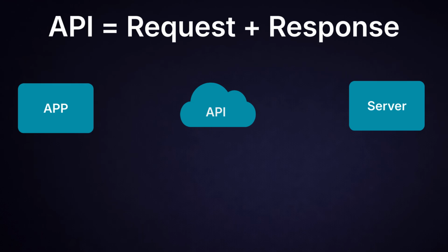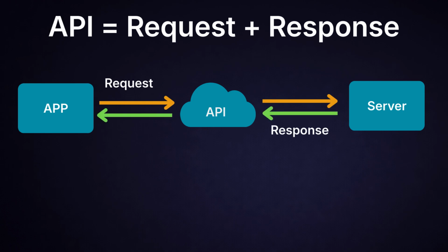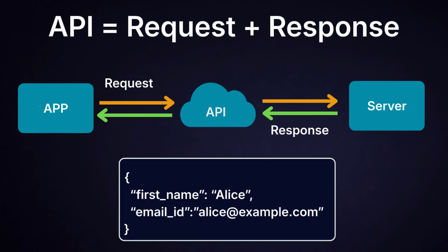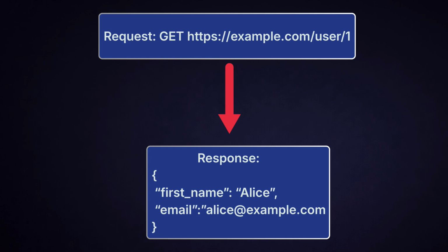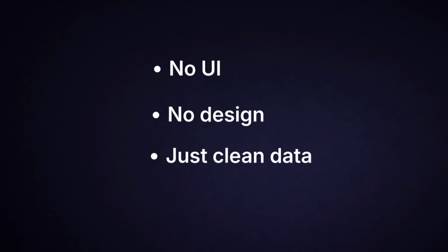At its core, an API does just one thing. It receives a request and returns a response. Usually, this data is exchanged in formats like JSON or XML. The app doesn't know how the server works internally. It only knows what to ask for and what kind of response to expect. For example, when an app requests user details, it sends a request to an endpoint, in this case, get user with ID 1. The API processes the request and responds with structured data. No UI, no design, just clean data.